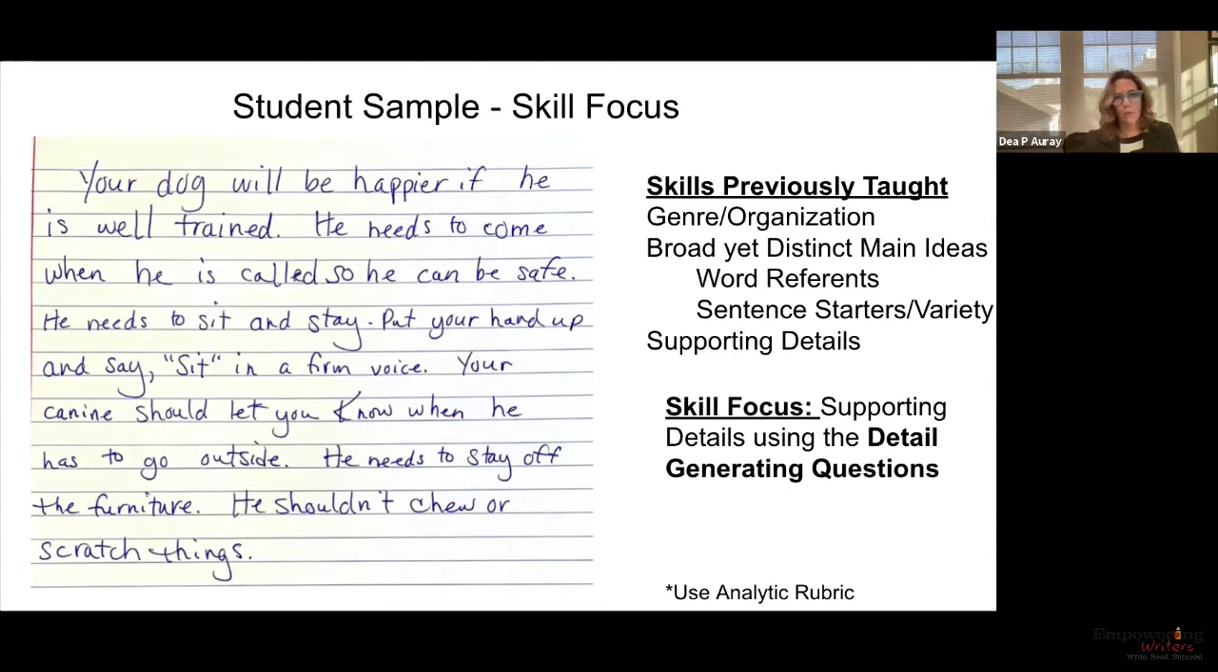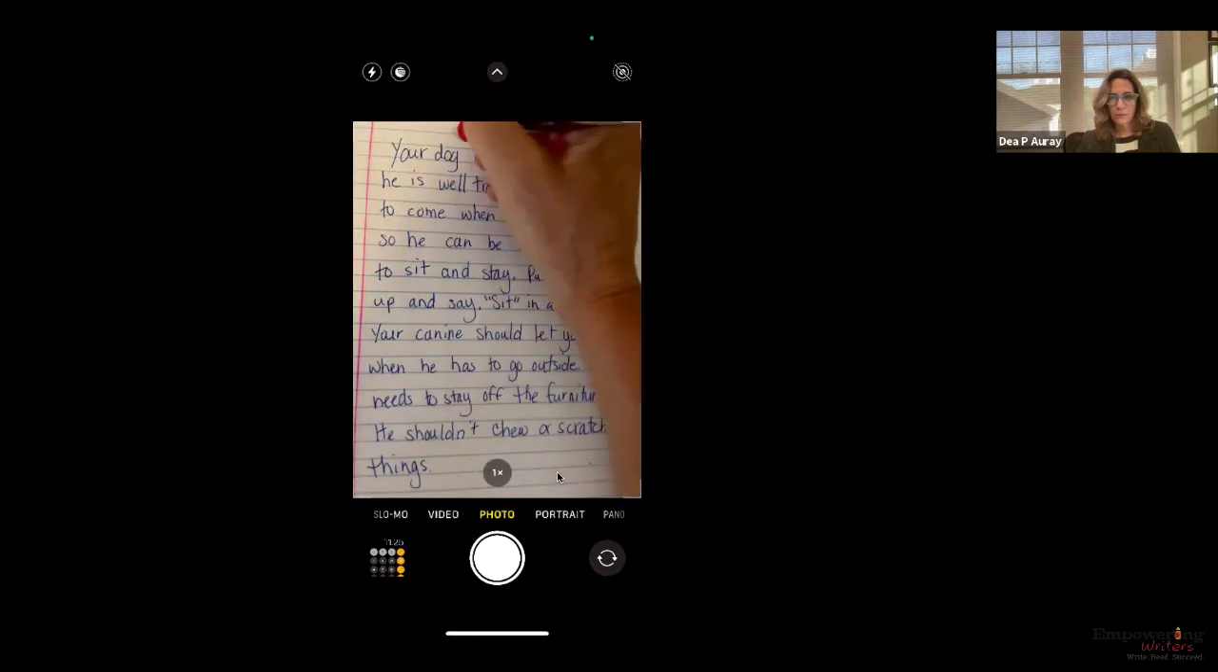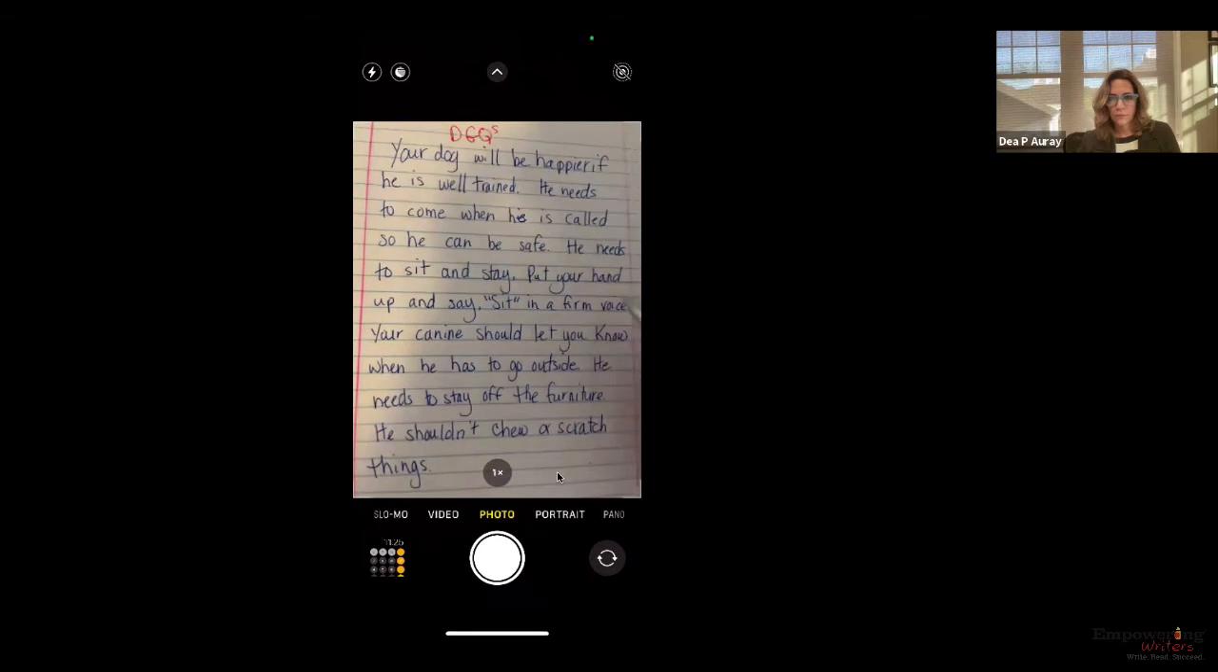So let me show you, and I'm going to stop my share of my PowerPoint for a second, and I'm going to share my page so that you can see how I might do this in the classroom. So in my classroom, I have the piece all written out. I may have to rewrite it if it's been typed or if it's hard to read. I rewrite that particular piece. And then what I do is I'm going to go step by step through the process. So the skill that we want to apply are the detailed generating questions. I call them the DGQs in my classroom.